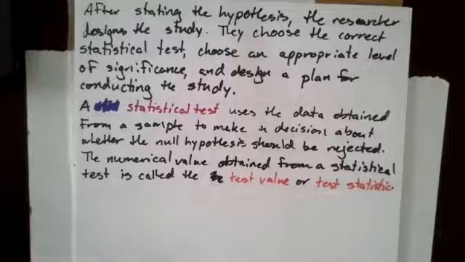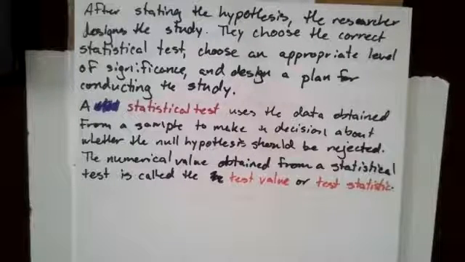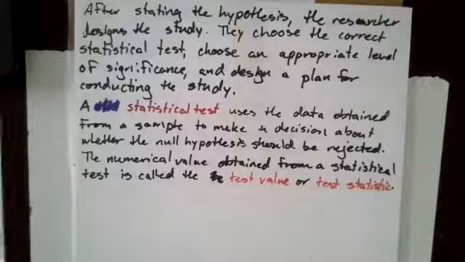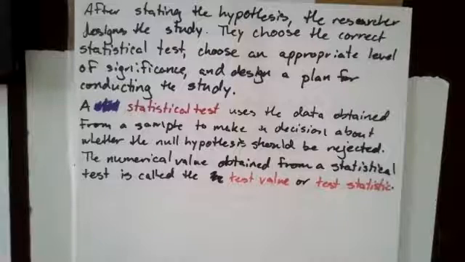After stating the hypothesis, the researcher designs the study. They choose the correct statistical test, choose an appropriate level of significance, and design a plan for conducting the study. A statistical test uses the data obtained from a sample to make a decision about whether the null hypothesis should be rejected. The numerical value obtained from a statistical test is called the test value or test statistic.